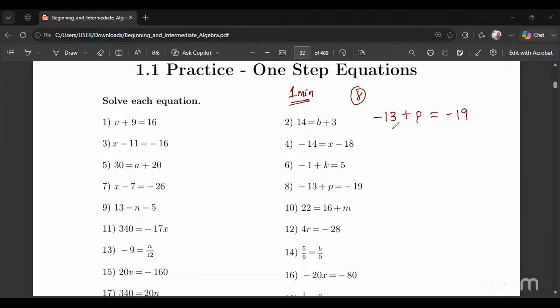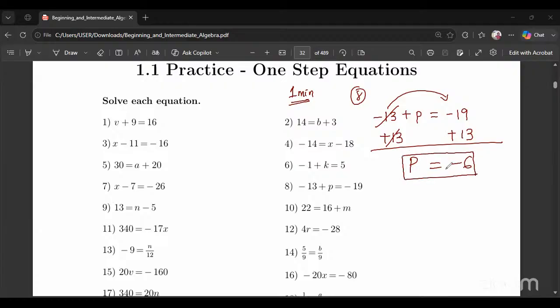And doing that, that means you want to take negative 13 to the other side of the equation. So how do you even do that? What is the additive inverse of negative 13? That is plus 13. So that means we're going to be adding 13 to both sides of the equation. So negative 13 plus 13 will give us 0, right? So in the left-hand side, we are just having p all by itself. And negative 19 plus 13 would give us negative 6. So the correct answer for question 8 is negative 6.